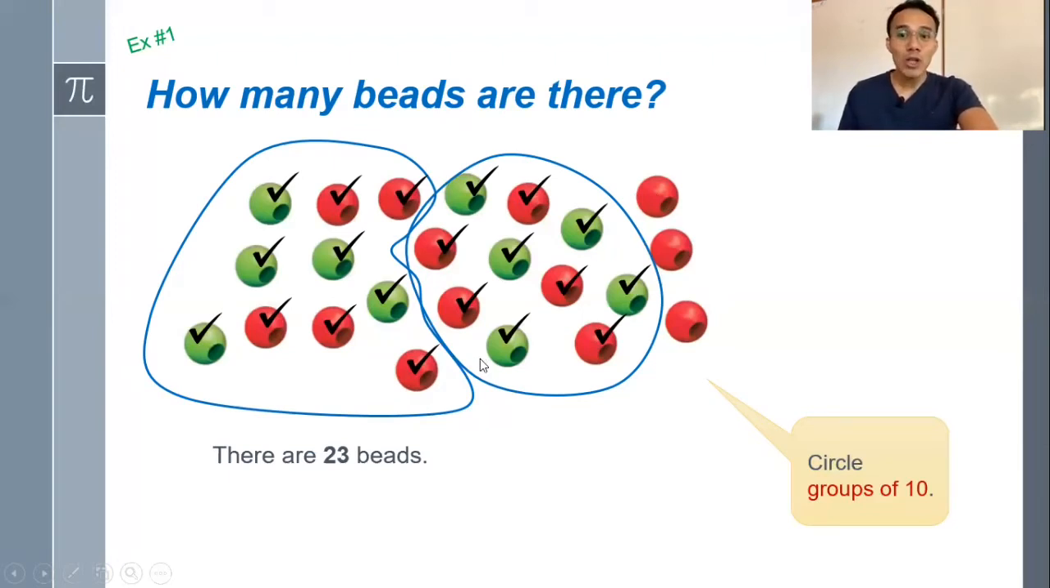And how do you write 23 in words? How do you spell the word 23? This is how you are going to write 23. Notice this hyphen. This is what we call a hyphen.